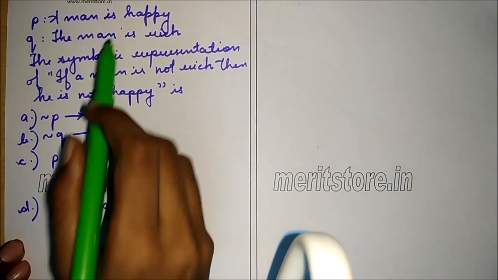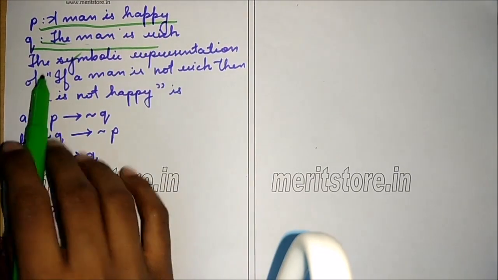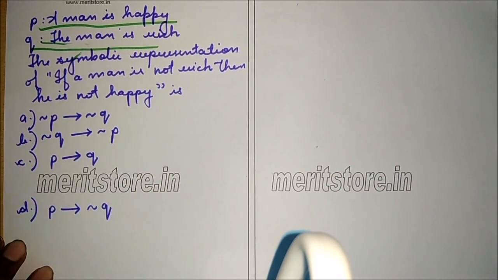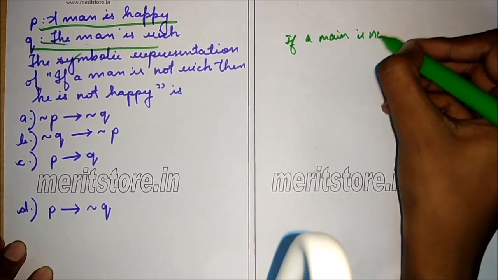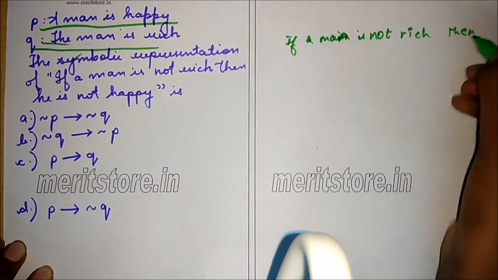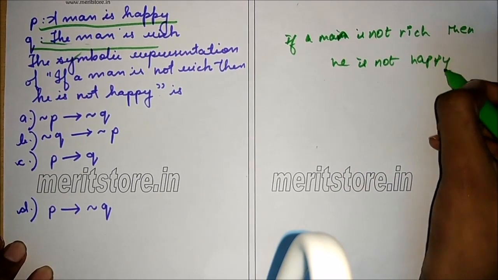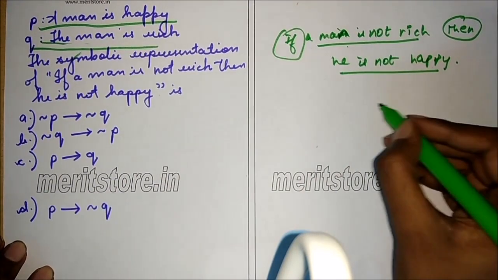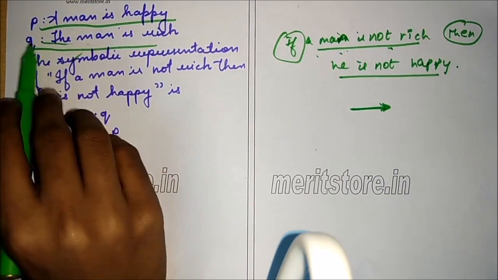Statement P stands for a man is happy, Q stands for a man is rich. So given the symbolic representation of if a man is not rich, then he is not happy. So the statement is, if a man is not rich, then he is not happy. The keywords are if and then, so it is a conditional statement for sure. Now a man is not rich. Q stands for a man is rich.